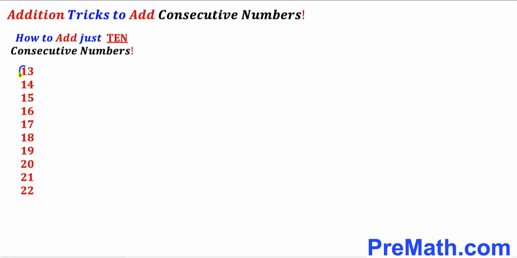Our first number is 13 and the last number is 22. Whenever we add these numbers, start off with first, second, third, fourth, and stop at the fifth number. So our fifth number is 17. Now just simply add 5 next to this one. So the sum of all these 10 digits turns out to be 175 as our answer.